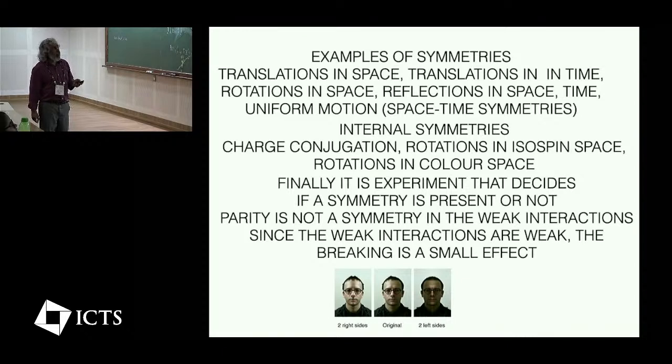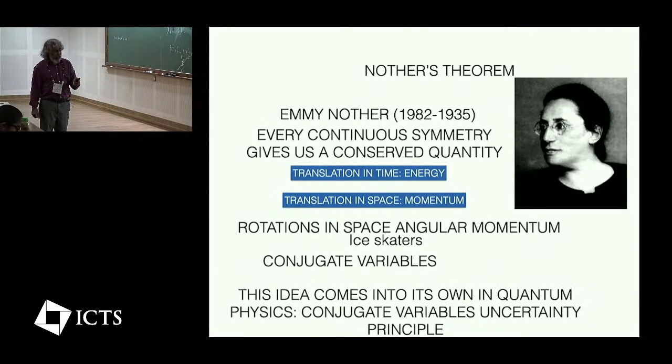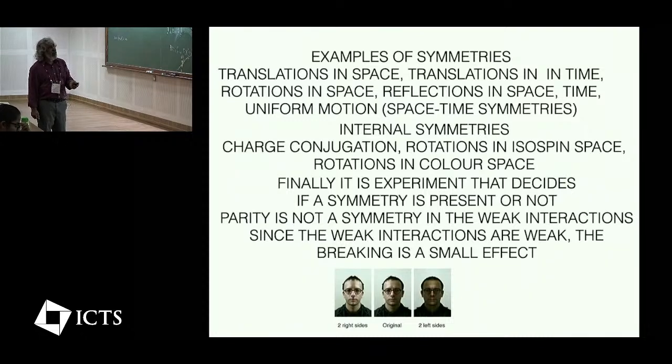We already came across one of them, charge conjugation. There's also an idea called isospin. When the neutron was discovered, Heisenberg thought that the neutron and proton might be two states of the same particle because they are very similar in mass. He introduced the idea of isospin. That is to say, isospin up is the proton and isospin down is the neutron. And he thought about rotations in isospin space. Now that is also an internal symmetry.